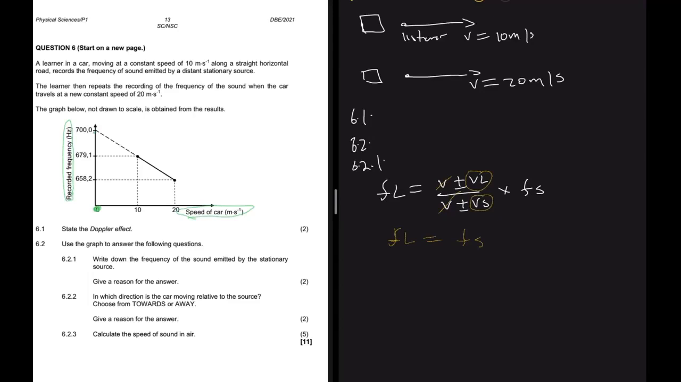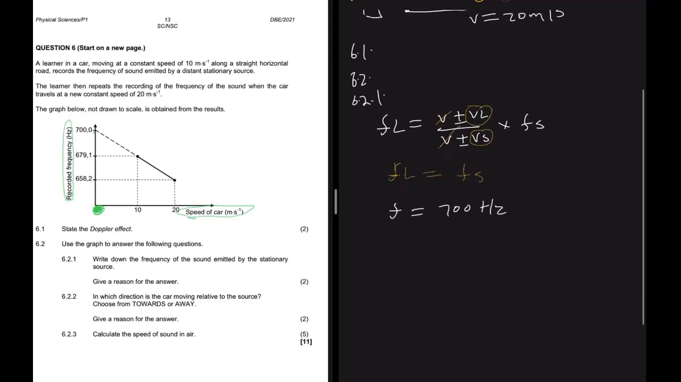And then if you look at the graph, there's a green point I'm marking. That is where we have 0 on the x-axis, and then on the y-axis we have the frequency, which equals 700 hertz, right? So the frequency emitted by the stationary source in this situation is 700 hertz. Then the question goes on to say, give a reason for your answer.